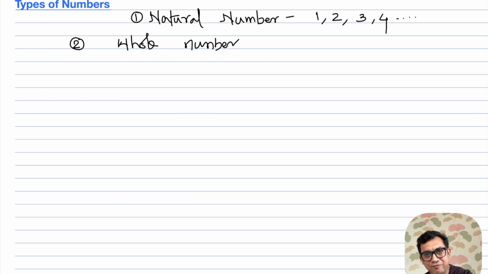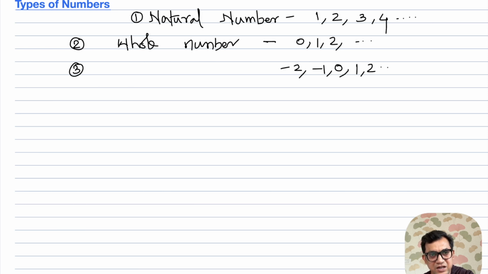Under whole numbers, what do we have? We have 0, we have 1, we have 2, and all these things. Third case, if I also want to include the negative numbers, say minus 2, minus 1, 0, 1, 2, all these numbers are called integers.